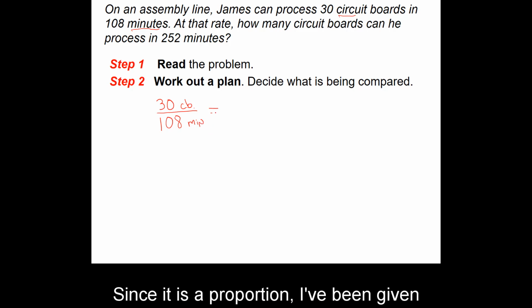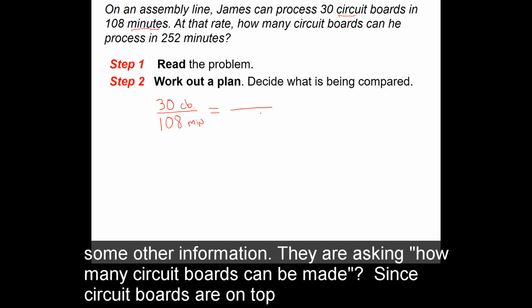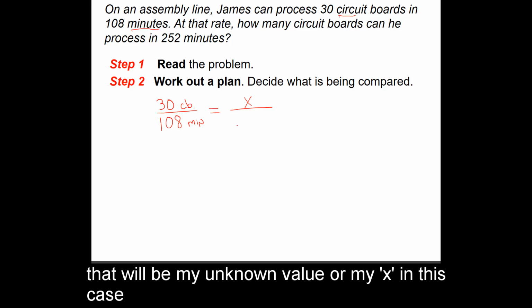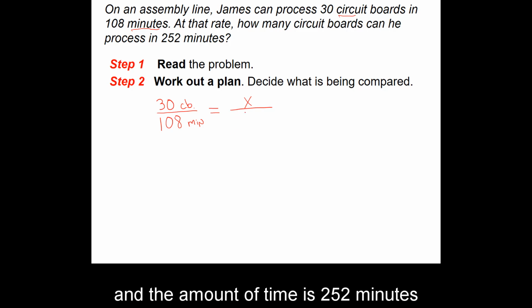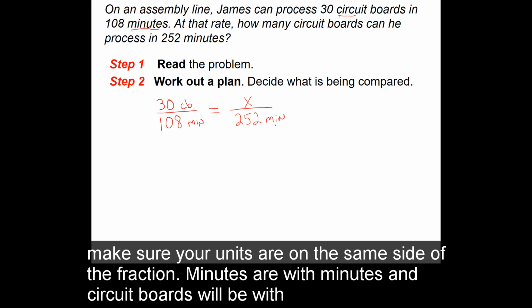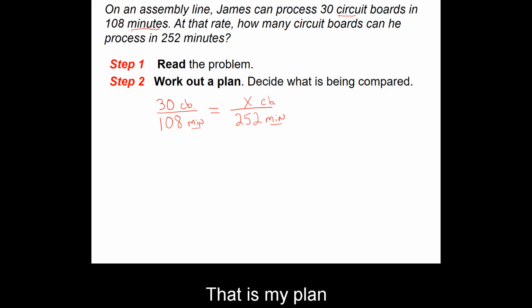Okay, since it's a proportion, I've been given some other information. Here they're asking how many circuit boards can be made. Since circuit boards are on top, that will be my unknown value, or my X in this case. And then the amount of time was 252 minutes. Make sure that your units are on the same side of the fraction. Minutes are with minutes, and in this case, circuit boards are with circuit boards. Okay, so that's my plan.